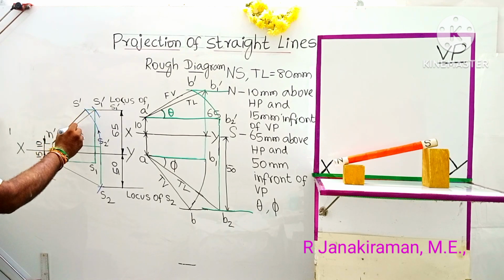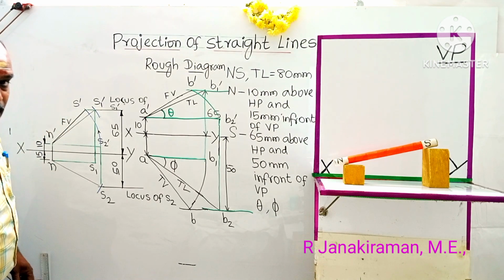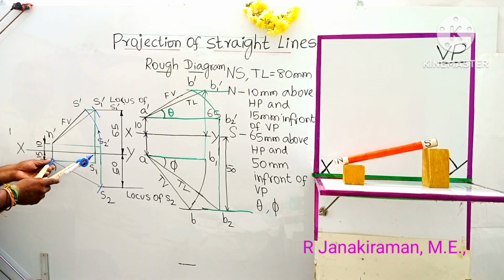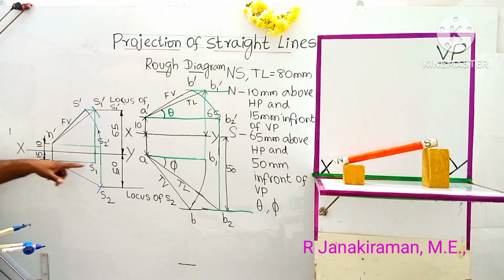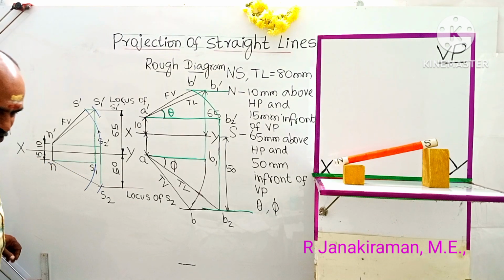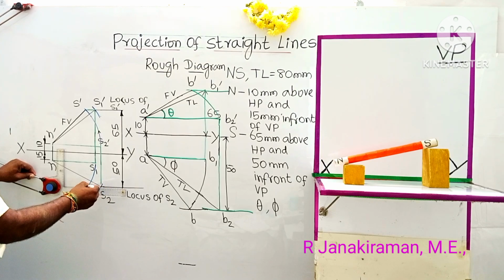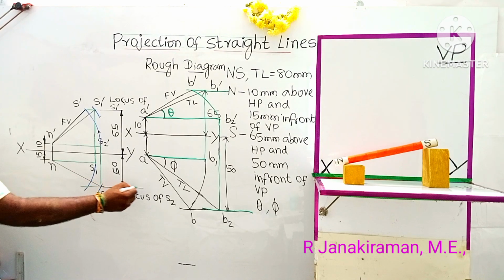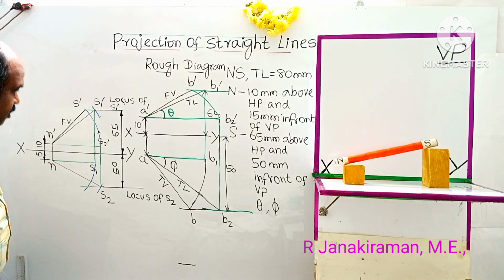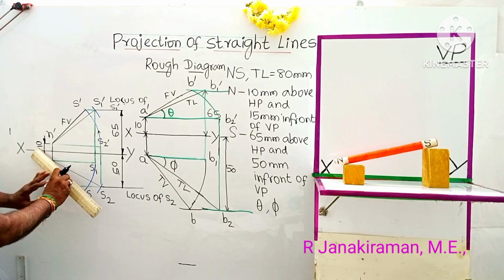Whereas N dash S1 dash is the true length. Okay, this is a front view. Front view will always come above the XY line. Similarly, you have to complete the top view. Keeping N as center, S1 as radius, draw an arc downward where it intersects with the locus line passing through S2, shall be marked as S. Join N and S. It is the final top view.